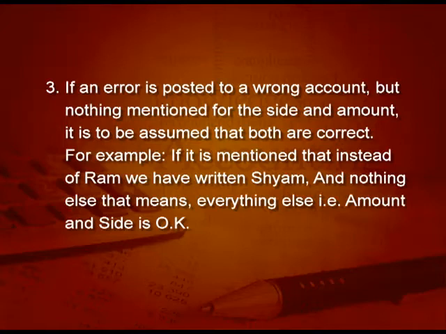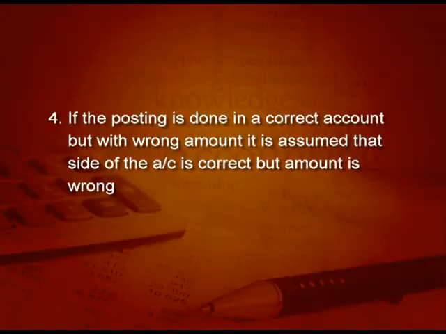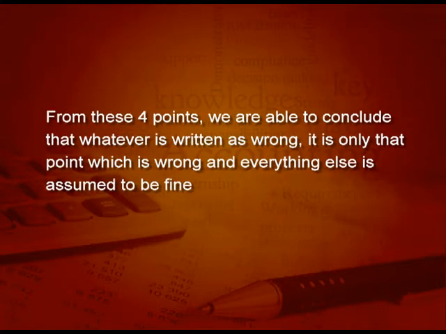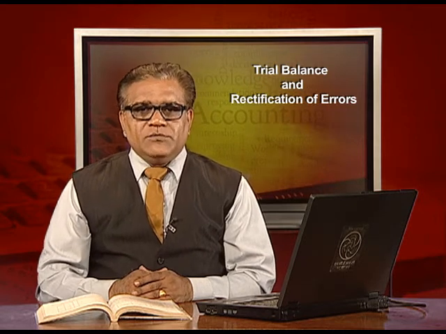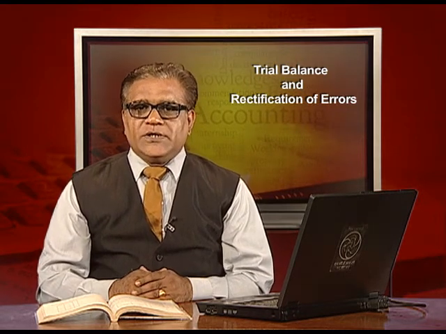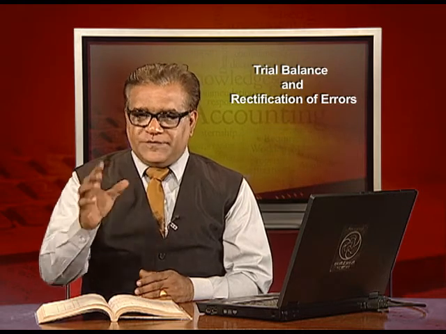Trial will tally. Next point, if the posting is done in a correct account but with the wrong amount, it is assumed that side of the account is correct but only the amount is wrong. So, from the above 4 points, we are able to conclude that whatever is written as wrong, it is only that point which is wrong and everything else is assumed to be fine. Some more points are also there, but we will come to them in the next session, so that you are able to grasp these points first.